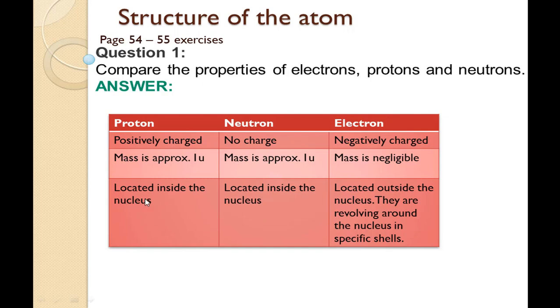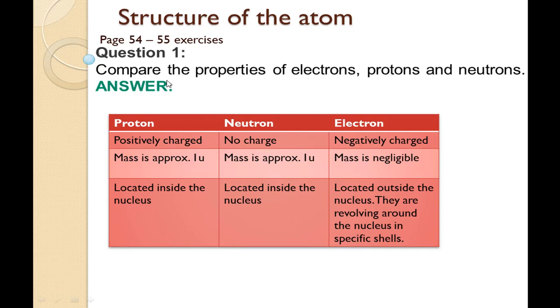Okay. And what about the position of protons, neutrons and electrons? Protons are located inside the nucleus. Neutrons are also located inside the nucleus, isn't it? So together protons and neutrons are called nucleons because they are located inside the nucleus. And where are the electrons located? They are located outside the nucleus and they are revolving around the nucleus in specific shells.